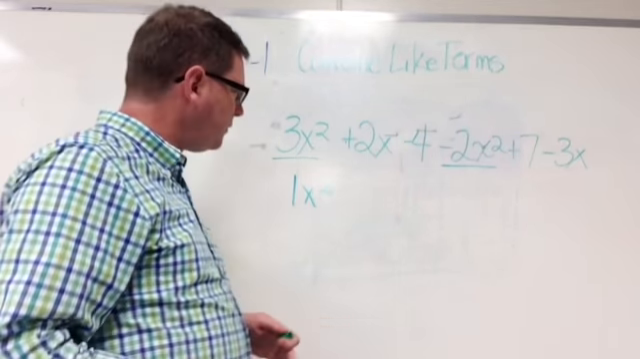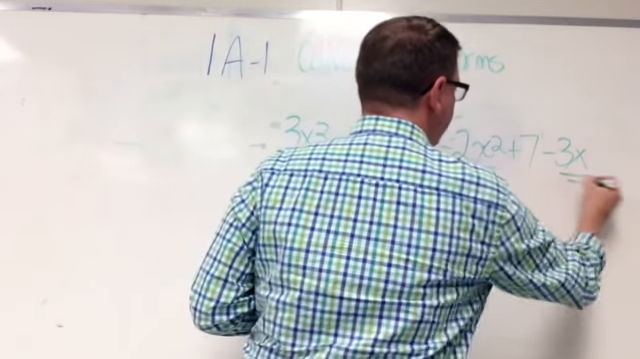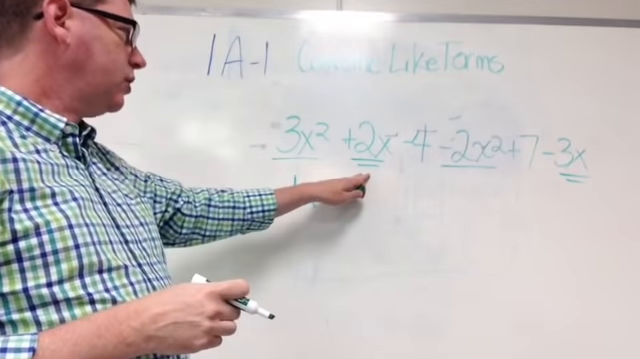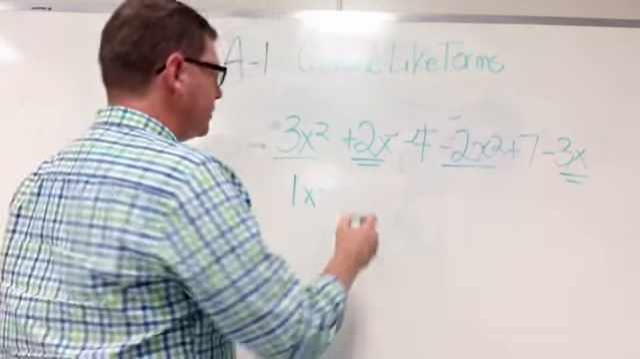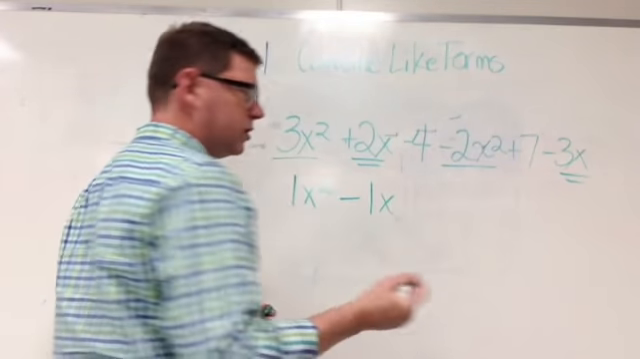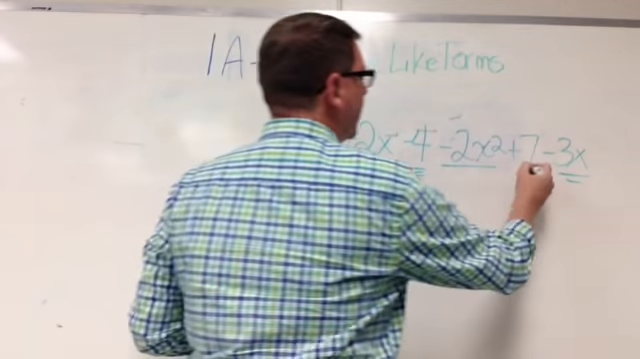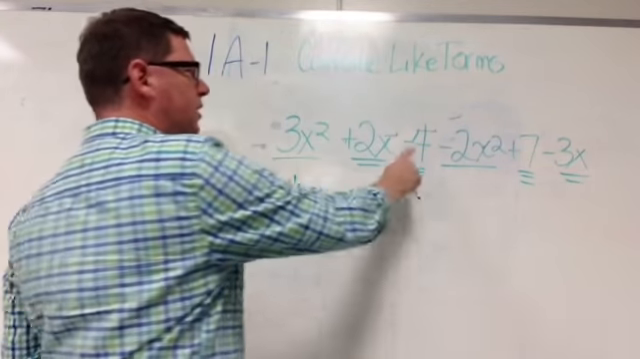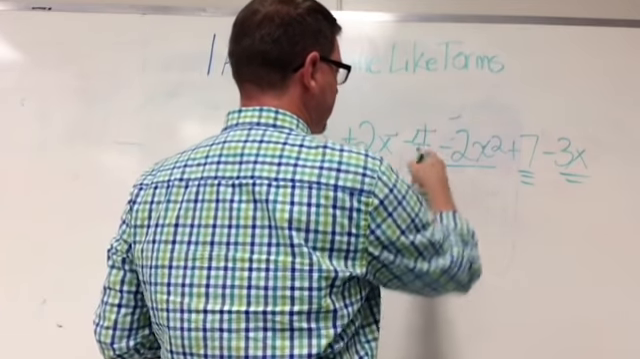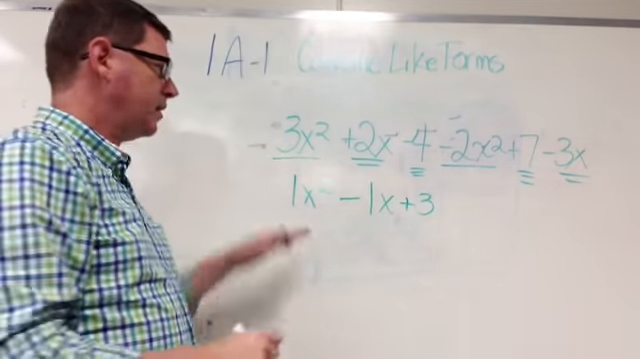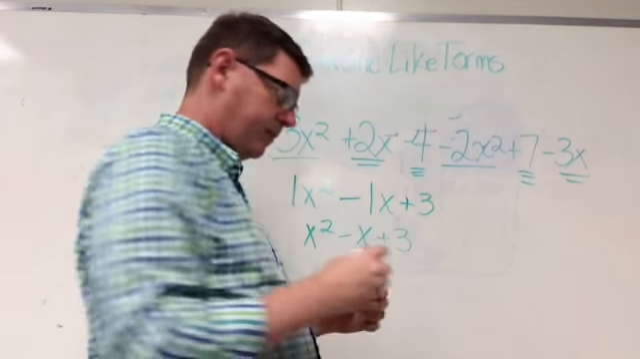Okay? And then I've got a positive 2x and a negative 3x. Well, 2x minus 3x, we know that 2 minus 3 is negative 1, so that's going to be negative 1x, or you could just put negative x. And then I've got my negative 4 and a positive 7. So negative 4 plus 7 is positive 3. Now, I could rewrite this as x squared minus x plus 3.